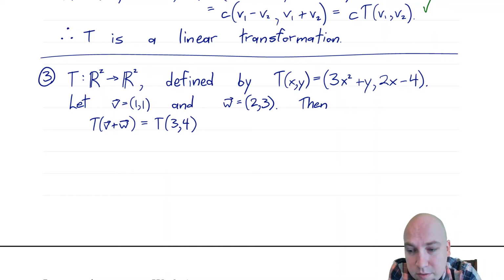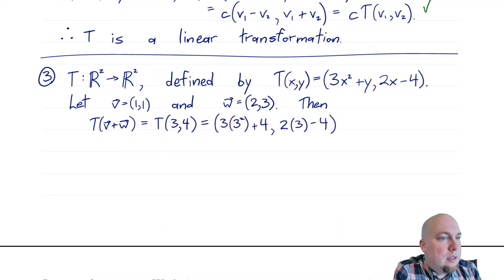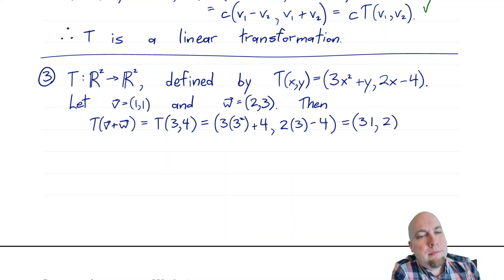All right, so T of v plus w. For this one, I've got to add v and w first. (1, 1) plus (2, 3) is (3, 4). So I want to do T of (3, 4). How do I do that? I just plug into the definition. x is 3, y is 4. So it's 3 times x squared, that's 3 times 3 squared, plus y, which is 4. Then 2 times x, that's 2 times 3, minus 4. Then I just compute those things. I get 31 in my first entry and 2 in my second entry.